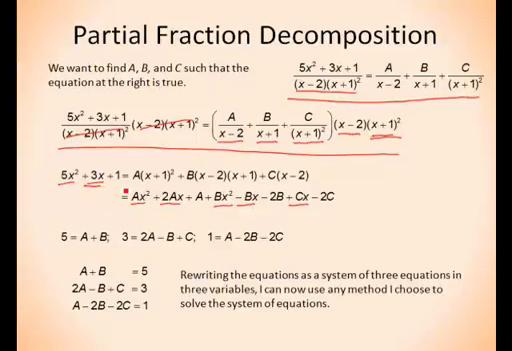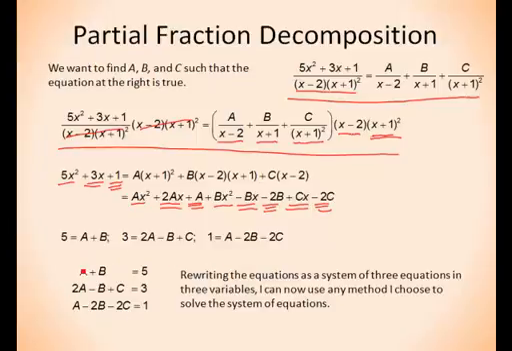So I'm going to double underline those. So I'm going to get 3 is equal to 2a minus b plus c. And my constant term has to equal all of my constant terms over here. So 1 has to equal a minus 2b minus 2c. 1 equals a minus 2b minus 2c.